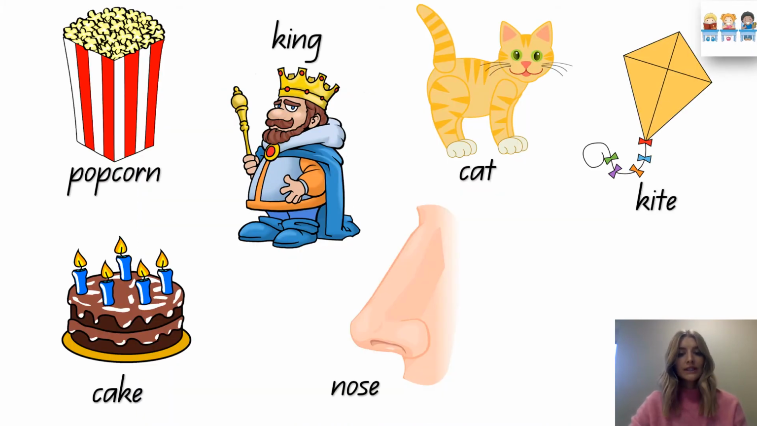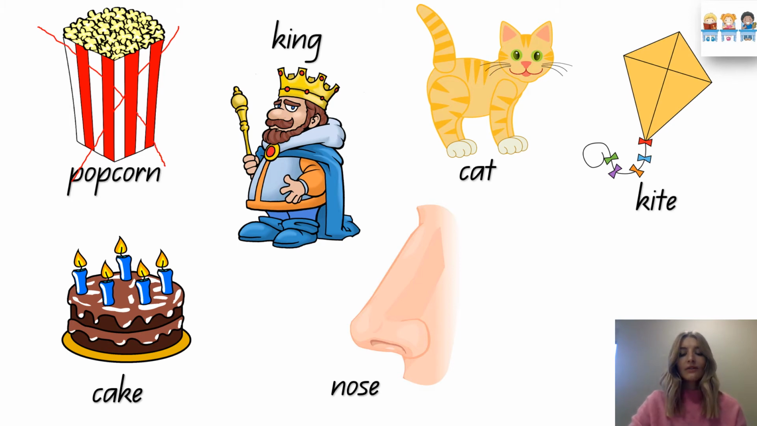Okay, I've got some words here now, and you're going to help me sort them out to tell me if they're k words with a C or a K. So let's have a look. The first word we've got is popcorn. Popcorn. Is k the first sound in that word? No. So let's cross out that one. That's a letter P word.